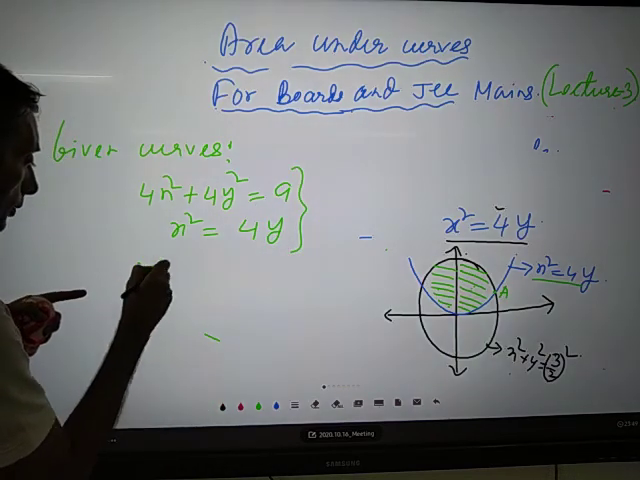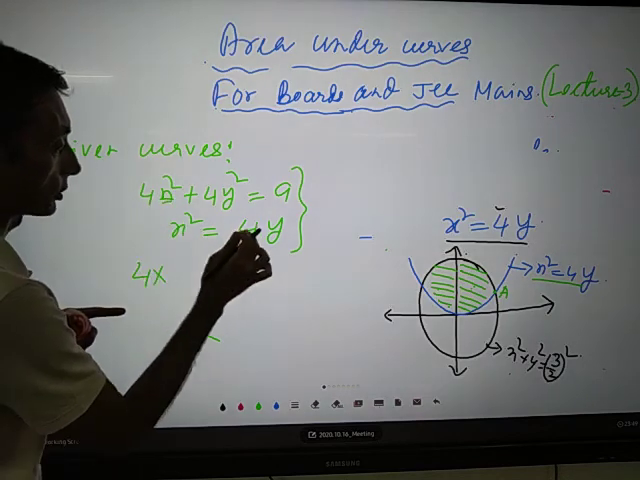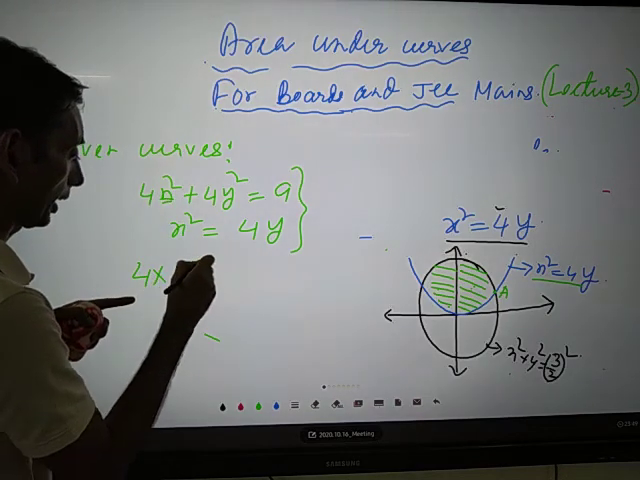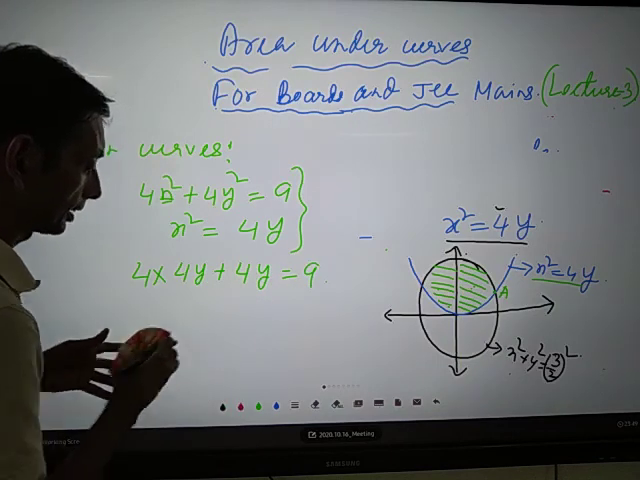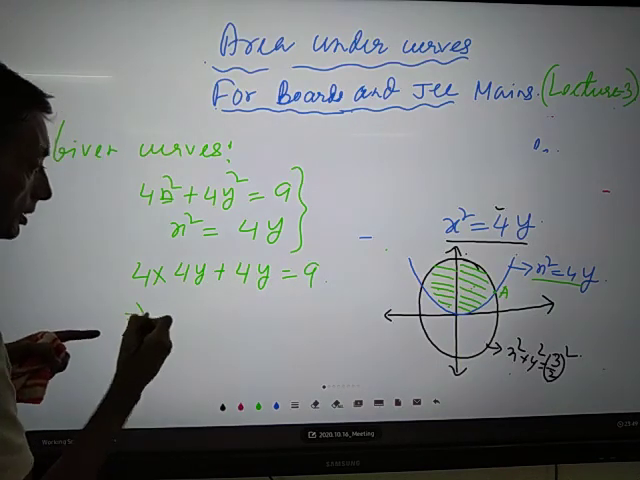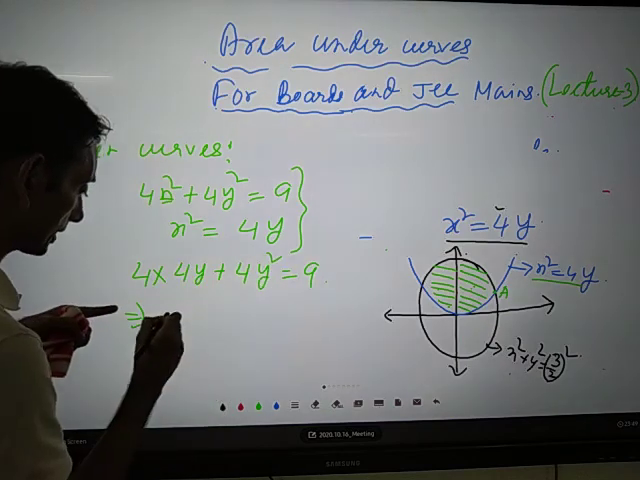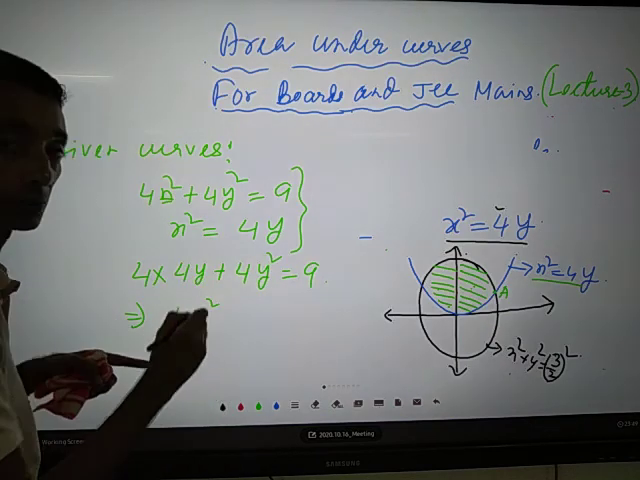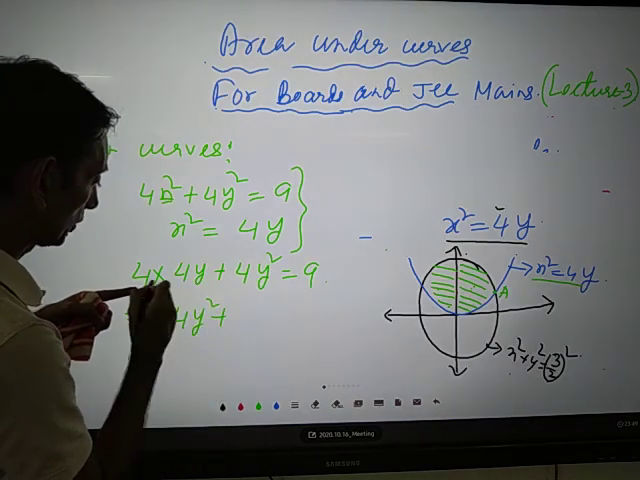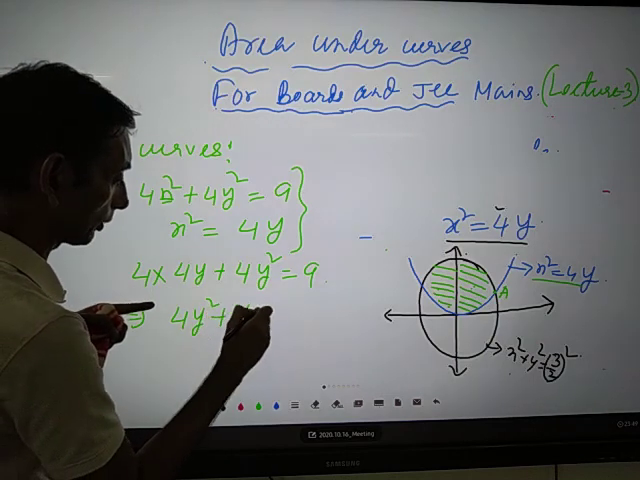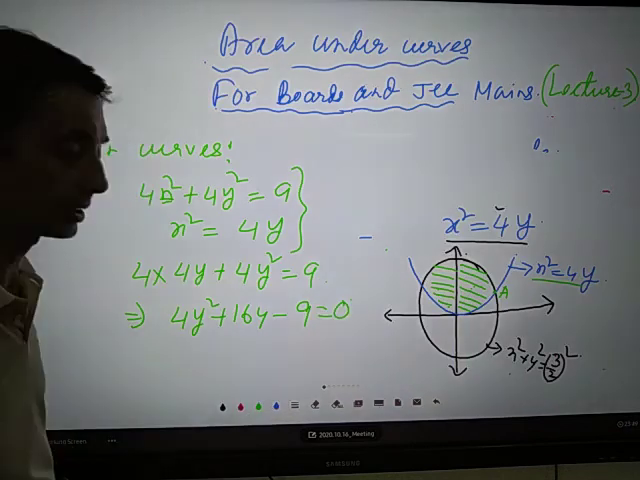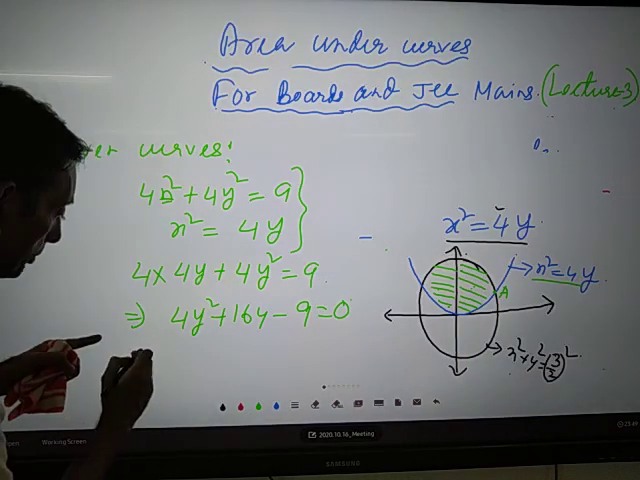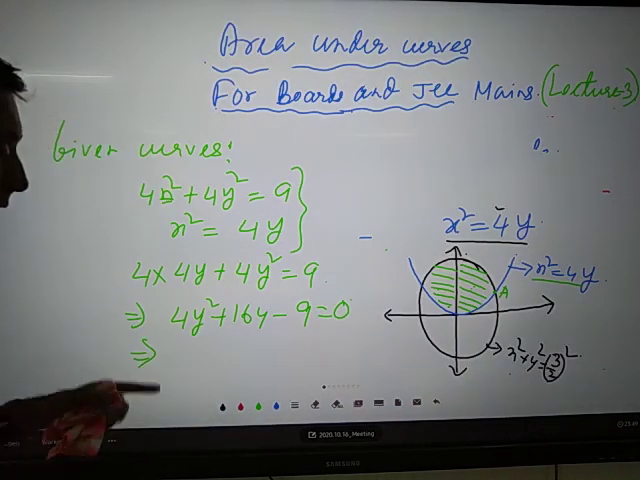Here we'll just replace x square equal to 4y. So 4y plus 4y square equal to 9. So this is a quadratic equation. You can just write in order 4y square plus, this is 4 into 4, that is 16y, and we will transpose 9 this side, minus 9 equal to 0. So which can be factorized by a simple method.